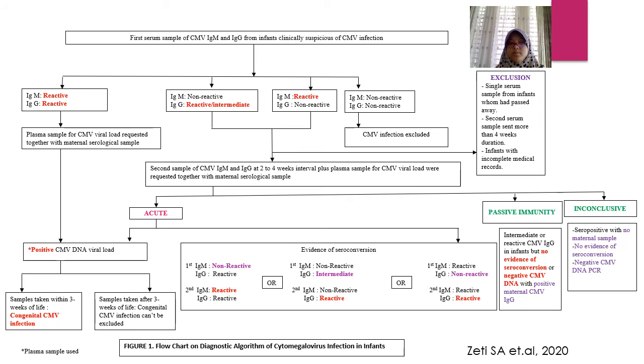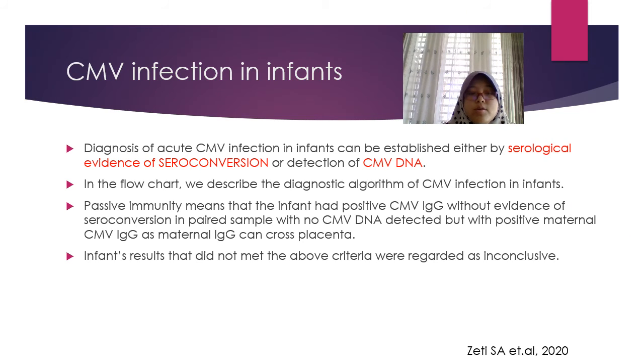In conclusion, diagnosis of acute CMV infection in infants can be established either by serological evidence of seroconversion or detection of CMV DNA. Passive immunity means that the infant had positive CMV IgG without evidence of seroconversion in paired samples, with no CMV DNA detected but with positive maternal CMV IgG, as maternal IgG can cross the placenta. Infants' results that did not meet the above criteria were regarded as inconclusive.